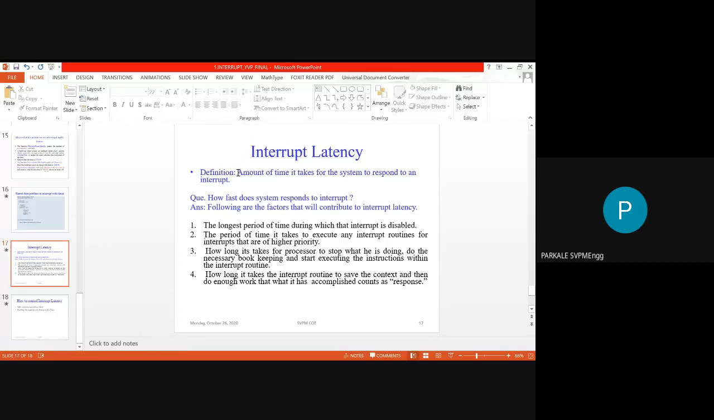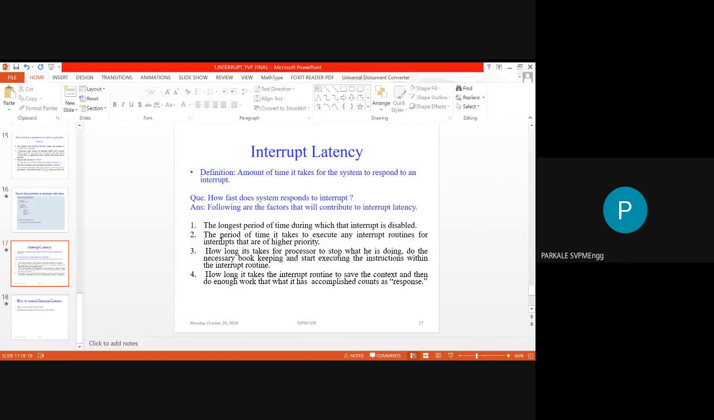Interrupt latency is very simple. That is the amount of time the system requires to respond to the interrupt, called interrupt latency. Now, the second question is how fast does the system respond to an interrupt? So this is the question. How fast are we to respond to the interrupt? For this you have different parameters, so there are a number of parameters that will contribute to the interrupt latency.